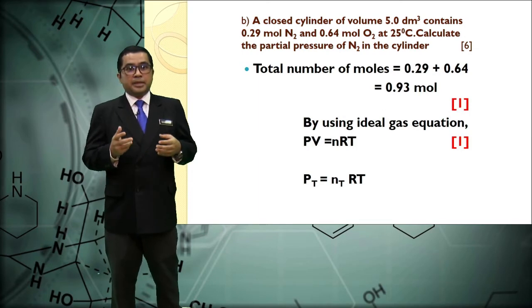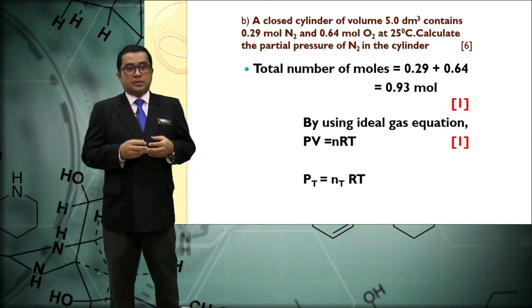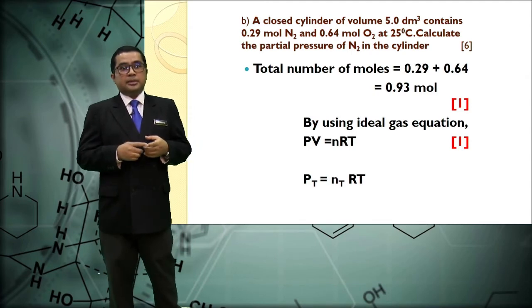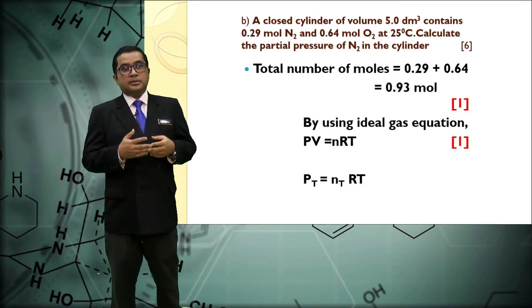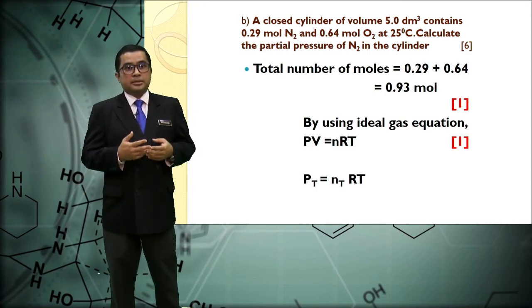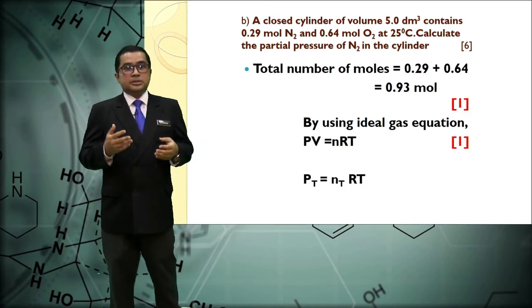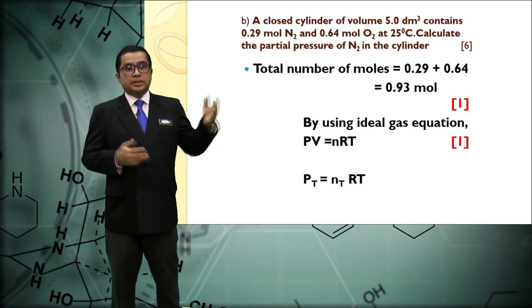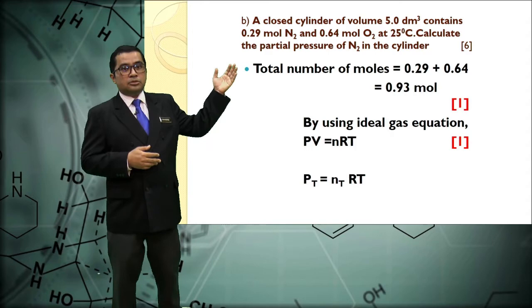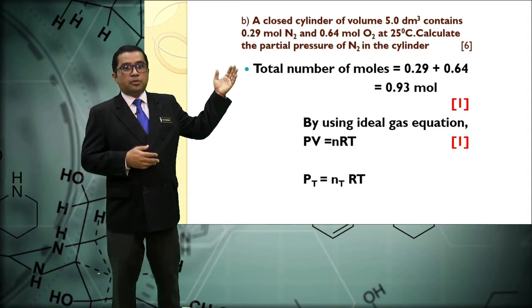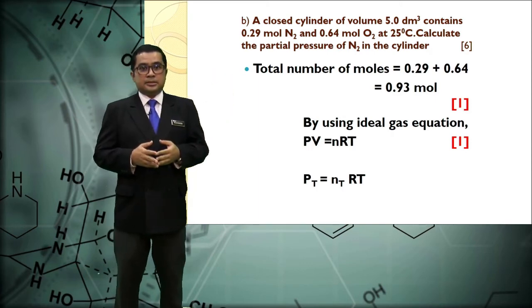Okay, this is the calculation part. Part B. From the first part, it asks about Dalton's law, so the second part will be related to the first part. For part B, the question is: a closed cylinder of volume 5 dm cubed contains 0.29 mole of nitrogen and 0.64 mole of oxygen at 25 degrees Celsius. Calculate the partial pressure of nitrogen in the cylinder.